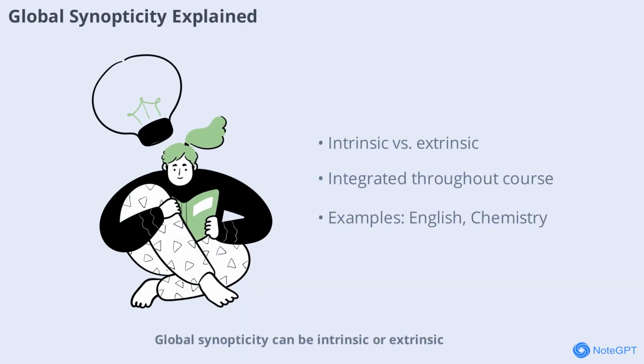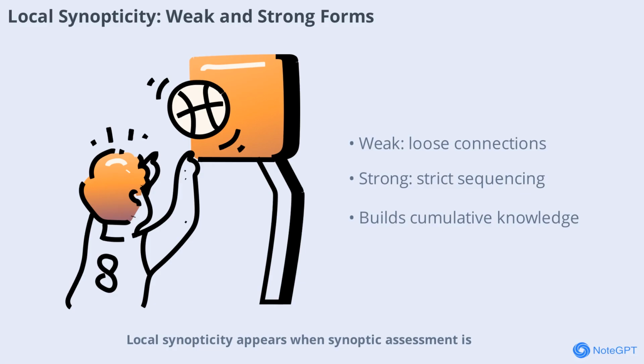Global synopticity can be intrinsic or extrinsic. Intrinsic global synopticity occurs when the subject itself naturally integrates concepts, as seen in A level English language or mathematics. Extrinsic global synopticity is built into the course design, such as through storylines or integrated tasks, like in A level chemistry B. In both cases, synoptic assessment is woven throughout the qualification, ensuring students are constantly making connections across the curriculum.